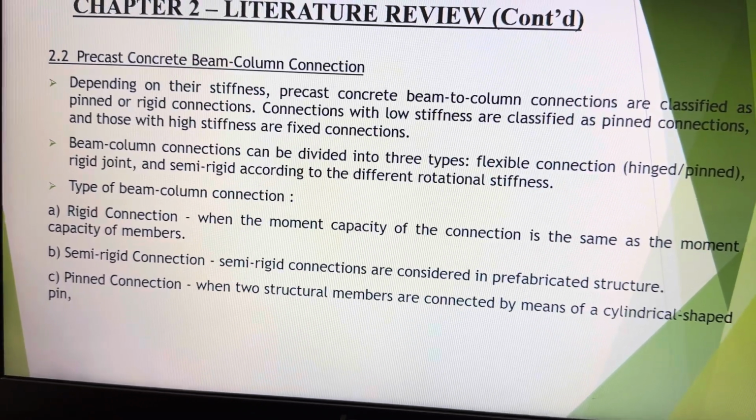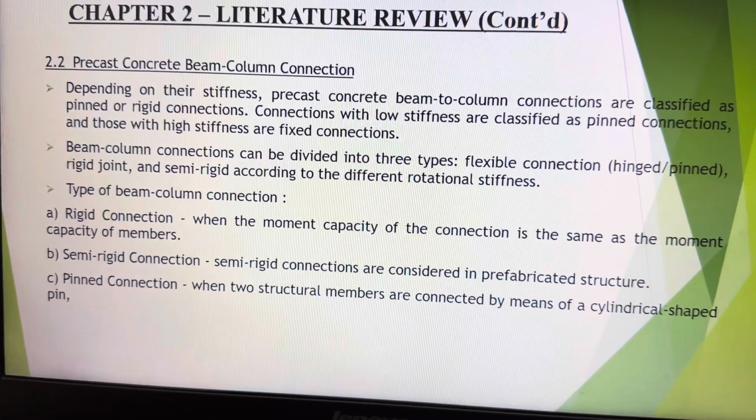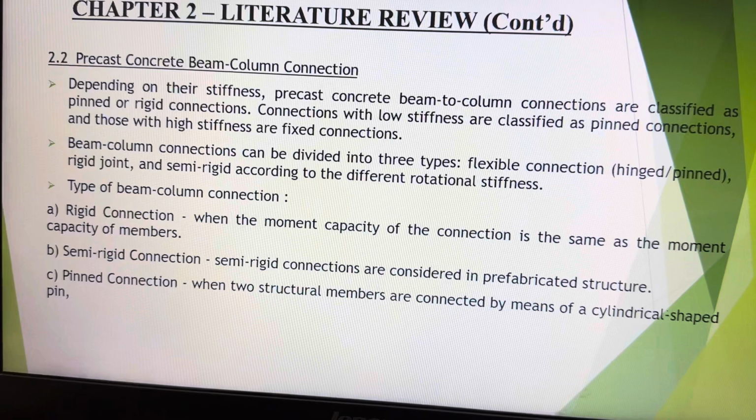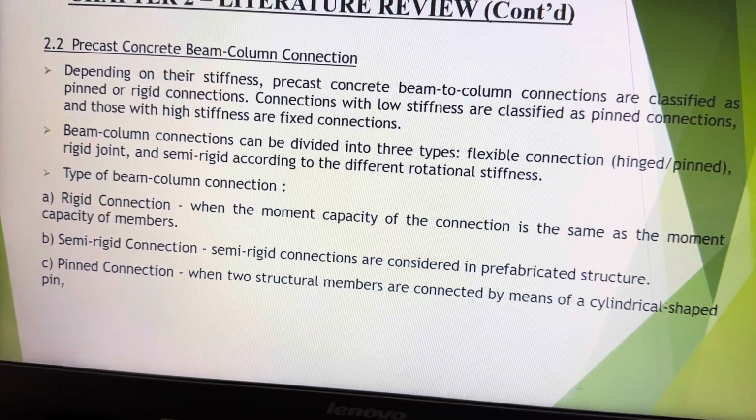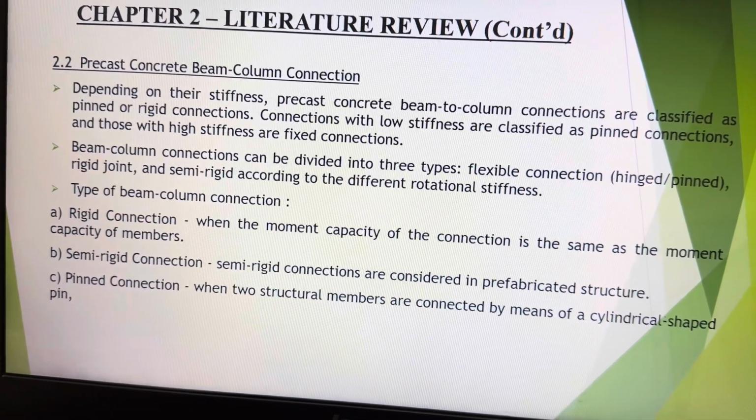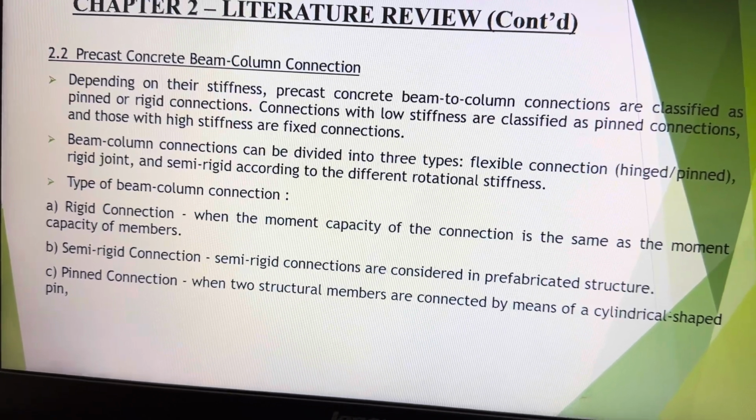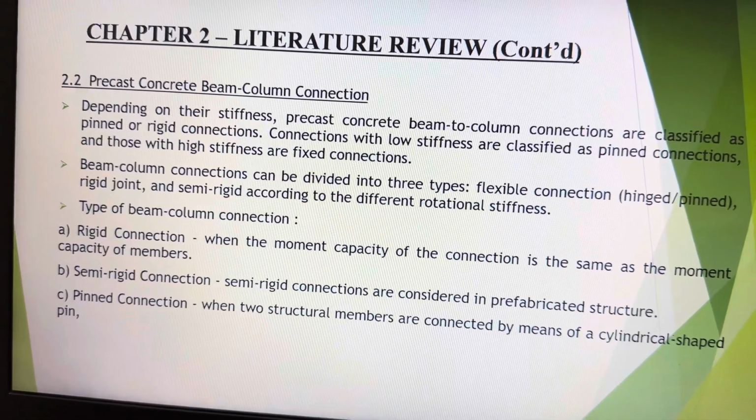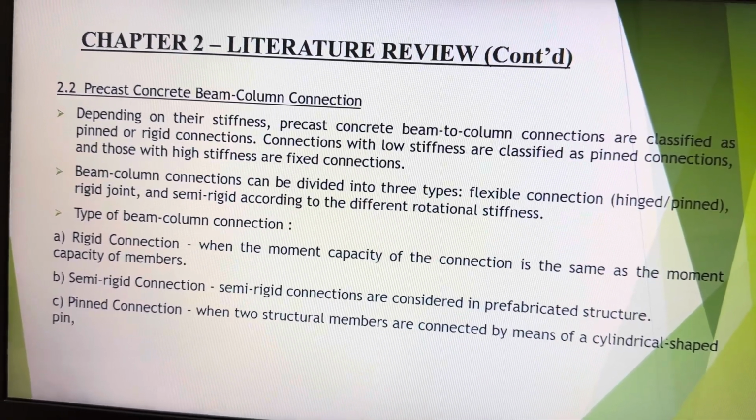Type of beam column connection. In this research, three types of beam connection will be investigated. That is rigid connection, when the moment capacity of the connection is the same as the moment capacity of the members. Semi-rigid connection. Semi-rigid connections are considered in prefabricated structure. And the last one is pin connection, when two structural members are connected by means of cylindrical shaping.